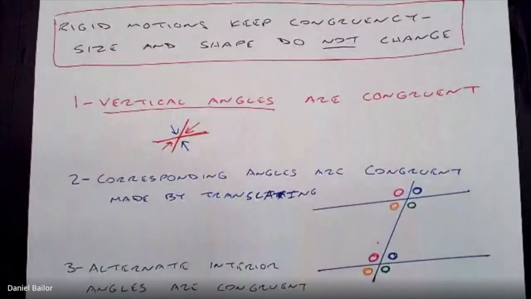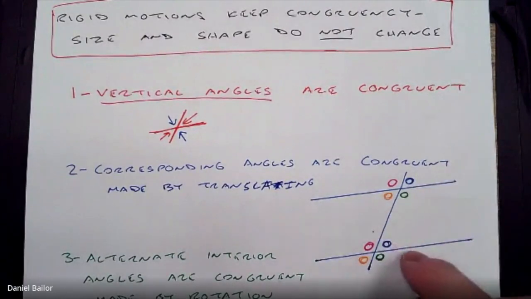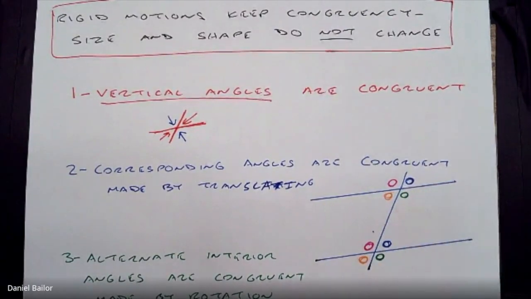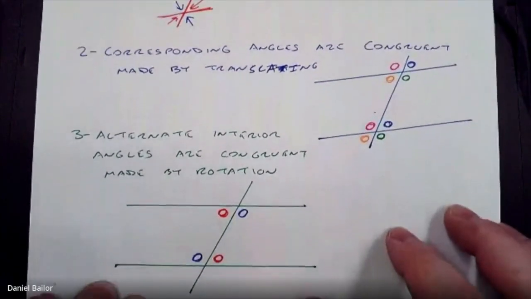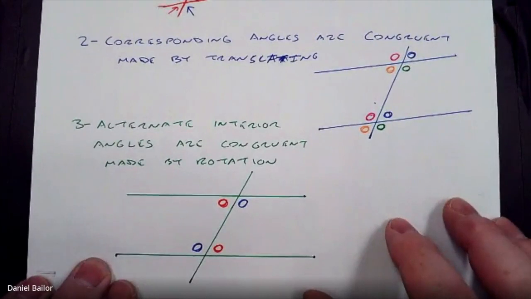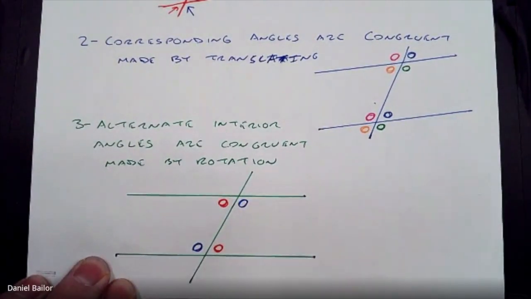We also learned corresponding angles are congruent. When we slide the angle down, it matches, it makes congruency. So here's our diagram where the different colors are all equal to each other because they are corresponding angles. We also learned about alternate interior angles. They are made by rotating. So the red rotates around to be red, blue rotates around to be blue.